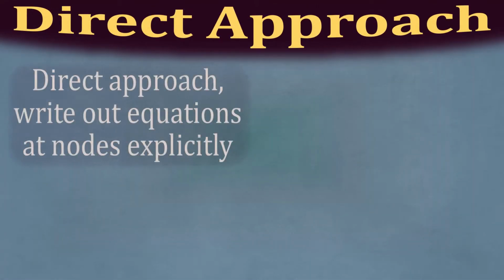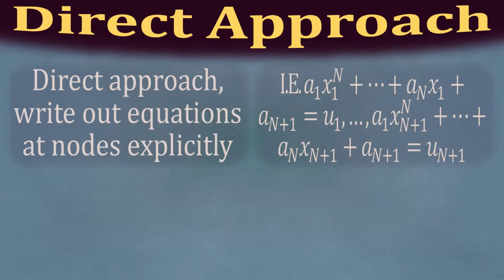Hence, let's discuss the direct approach. In a direct approach, we write out the equations at the nodes explicitly, i.e. a_1 x_1^n plus all the way up to a_n x_1 plus a_(n+1) is equal to u_1, all the way up to a_1 x_(n+1)^n plus all the way up to a_n x_(n+1) plus a_(n+1) is equal to u_(n+1).